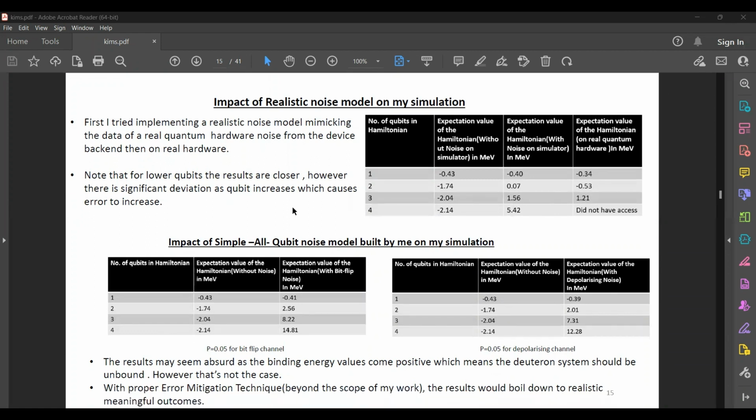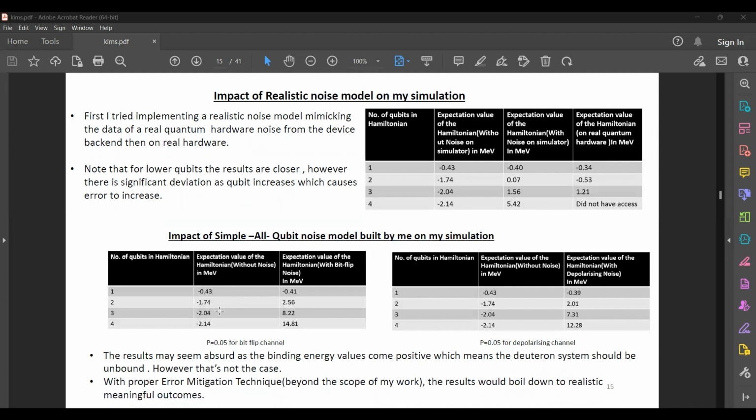So after I did this, I tried to implement my bit flip noise model and depolarizing noise model in my simulation. What I saw was that except for the first qubit result, which is minus 0.41, all the results are coming positive. And as I increase the number of qubits, it is diverging more and more. There is a significant difference between the expected value and the real value as I keep on increasing the number of qubits.